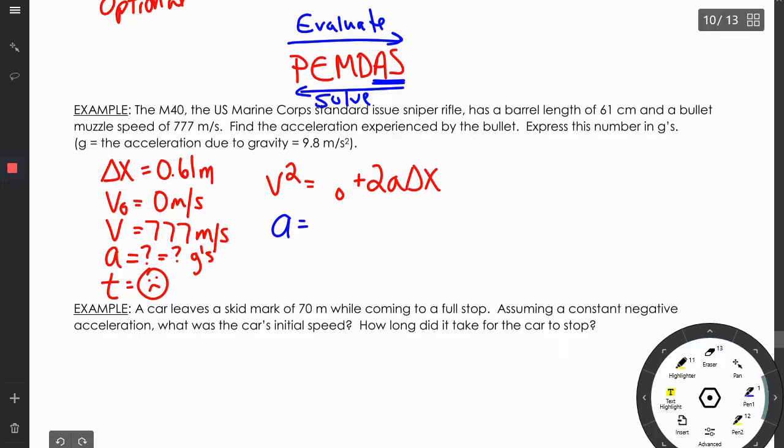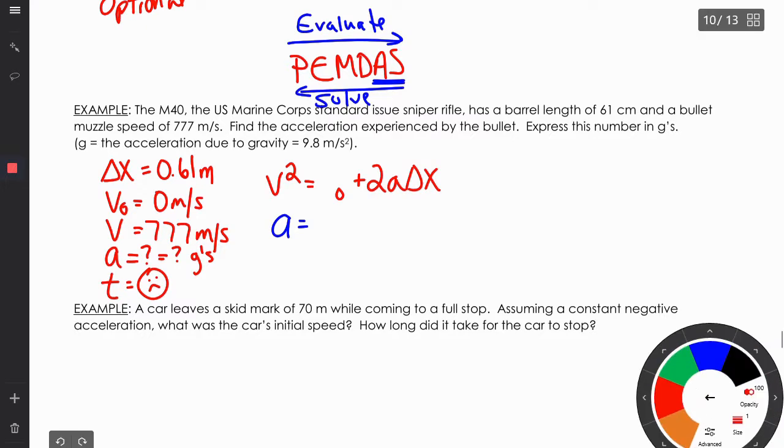So v0 squared is 0, so we can get rid of it, leaving just us the 2a delta x. Okay, so then we just solve simply for a. So a is going to be v squared over 2 delta x. Right, so this should be a positive answer.